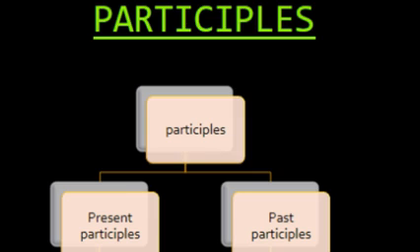Now we'll see how it behaves like an adjective. If I say, I like eating breakfast, here the same word eating becomes an adjective because it is describing the word breakfast. Now we understood what are participles. How many types are there? There are two kinds of participles, right? First one is present participle, second one is past participle.